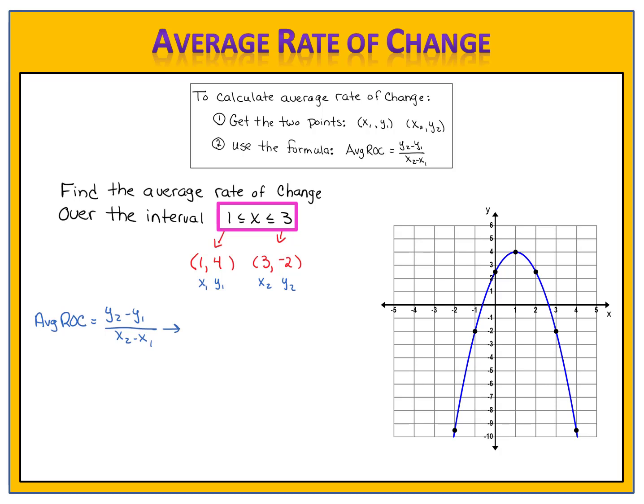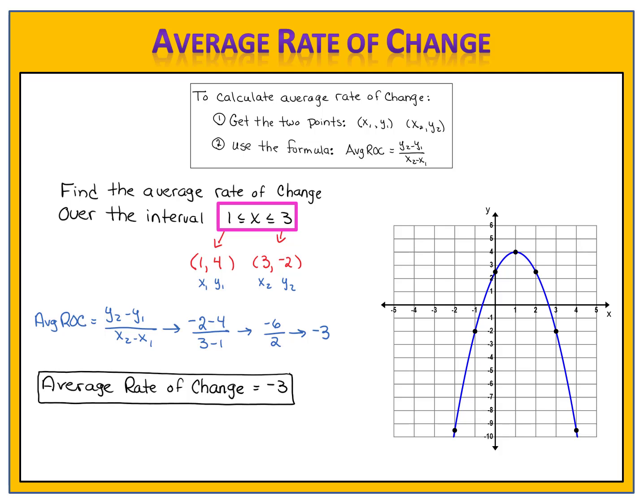Now perform substitution. y2 is -2, y1 is 4, so -2 minus 4, divided by x2 minus x1. x2 is 3, x1 is 1, so 3 minus 1. Now we simply have to simplify the fraction. -2 minus 4 is -6 in the numerator, and 3 minus 1 is 2 in the denominator. -6 over 2. Perform the division, and we have -3. That means the average rate of change is -3.